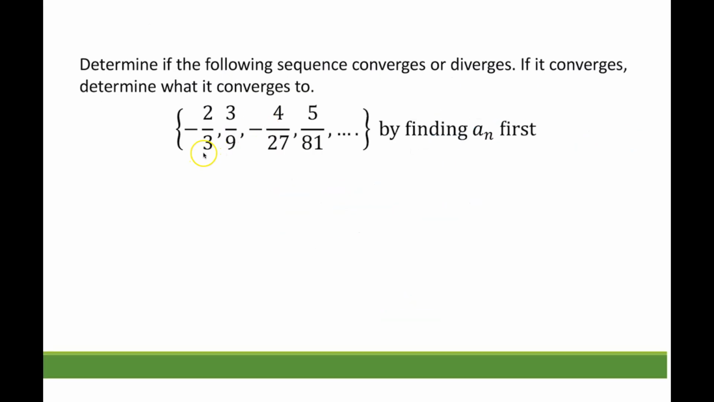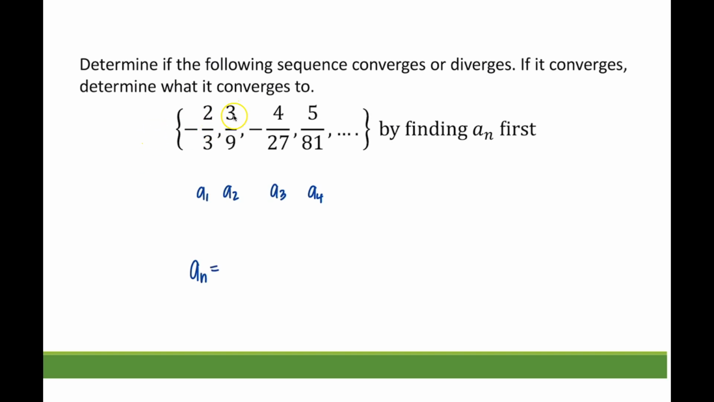Here we have our sequence given as a list of numbers. So we need the general term. First, we're going to have to find a sub n. So let's think about how this first term is a sub 1, then a sub 2, then a sub 3, then a sub 4. We want to create our a sub n.